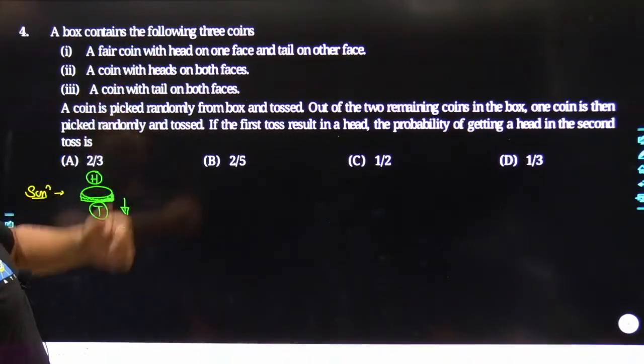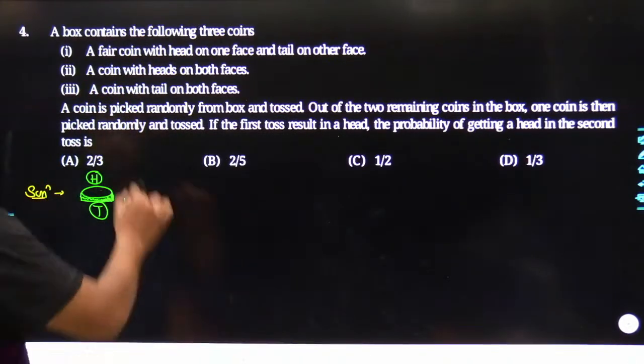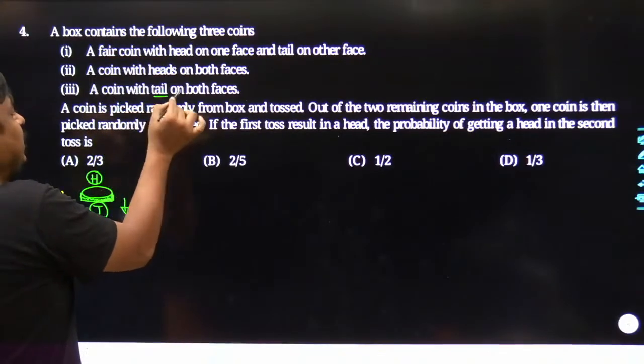Similarly, you have another unfair coin. How is that an unfair coin? Because both of the faces are tail over here.